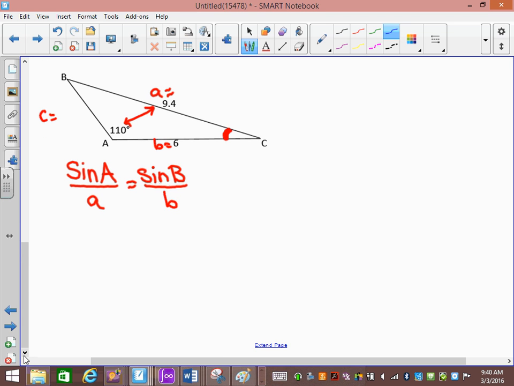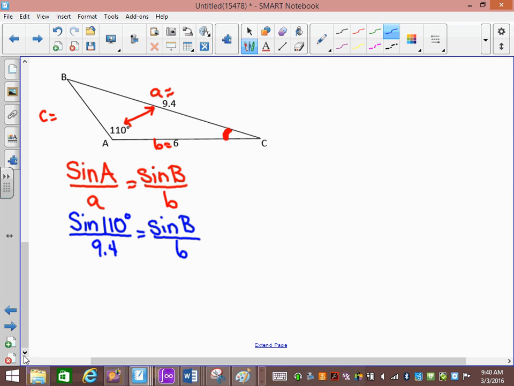Okay. Capital A is always the angle. So I have sine 110 degrees over little a, which is 9.4, equals sine capital B, I don't know because I don't know the angle, over 6. So ultimately, am I looking for an angle or a side right now? An angle.